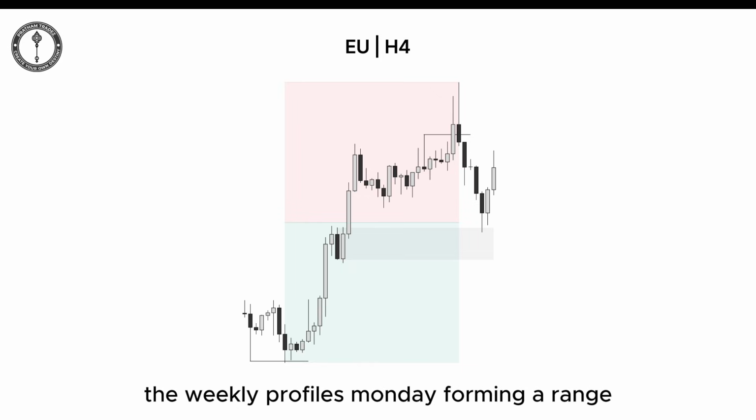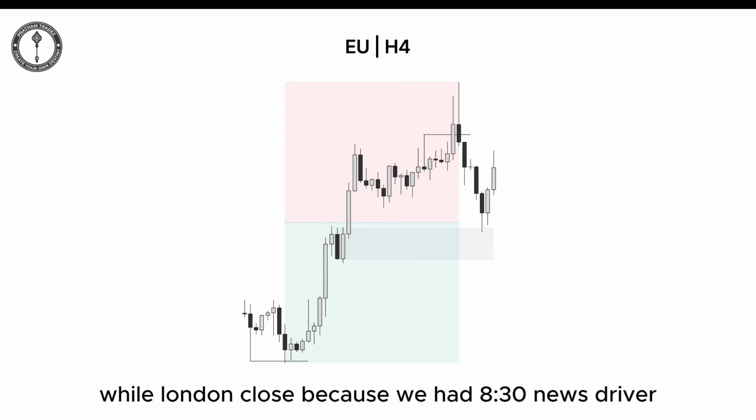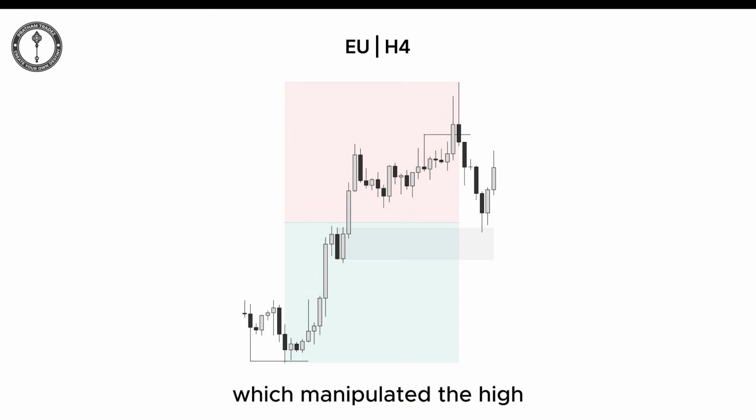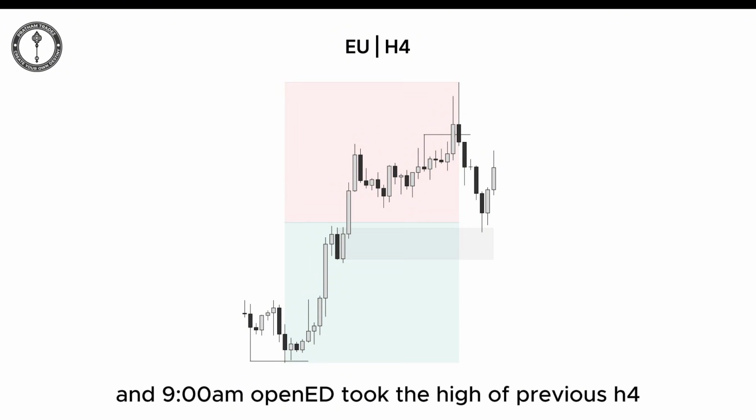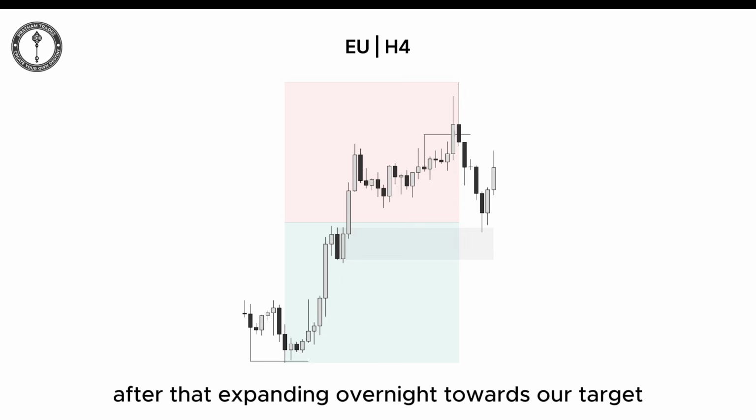Monday forming a range, Tuesday manipulating the Monday high, reversing in the London close time. Why London close? Because we had 8:30 news driver, which manipulated the high, still not confirmed the reversal, and 9 am open took the high of previous H4 candle, formed a reversal signature, which is a sequential SMT right here, and started reversing after that, expanding overnight towards our target.